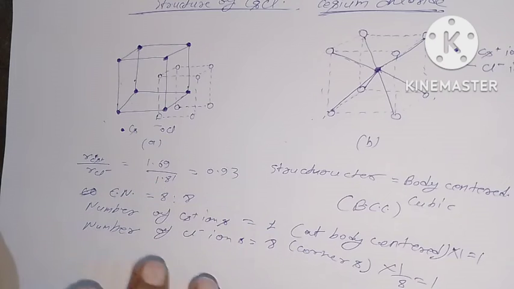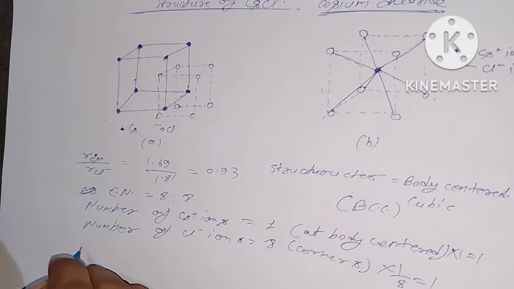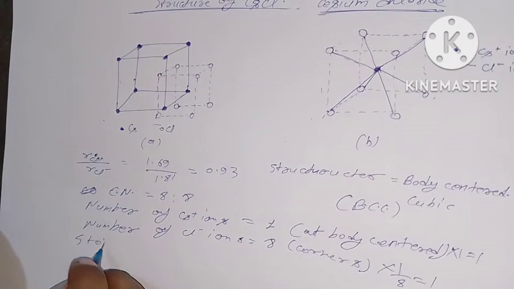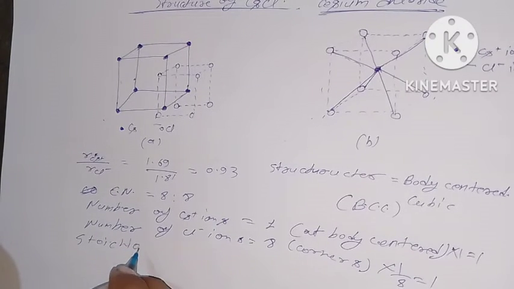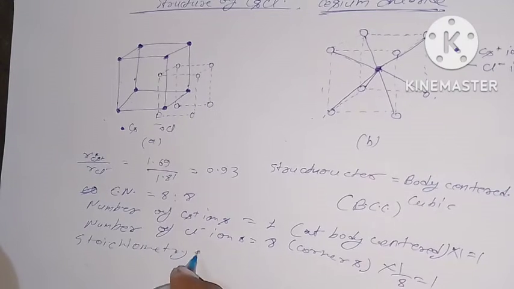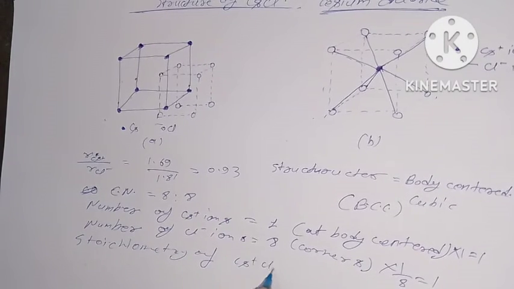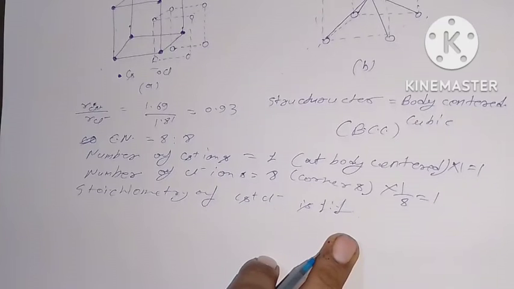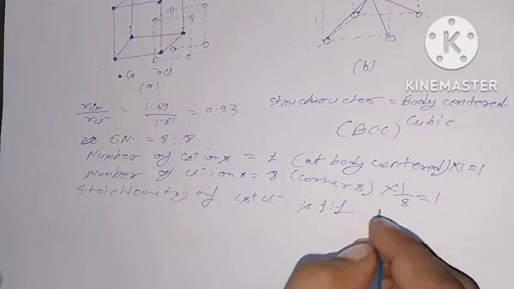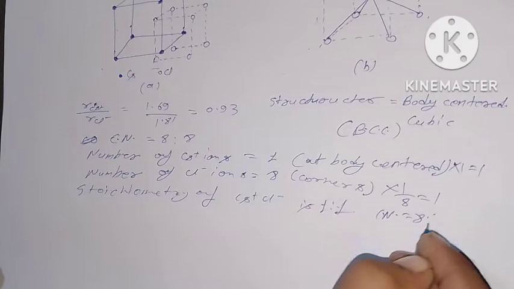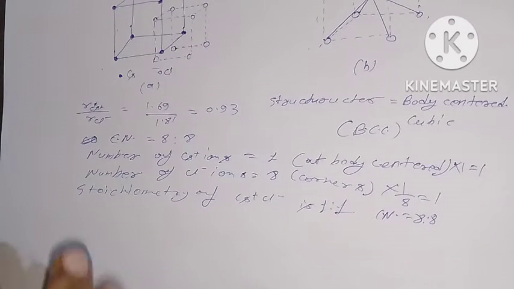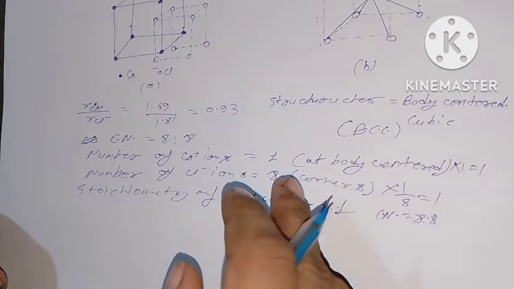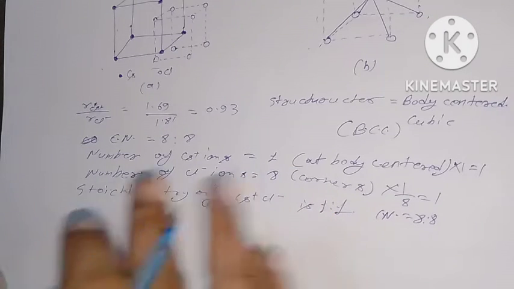Hence, the stoichiometry of cesium ion and chlorine ion is 1:1, and the coordination number is 8:8. So the structure of CsCl, cesium chloride, is a body centered cubic type of arrangement.